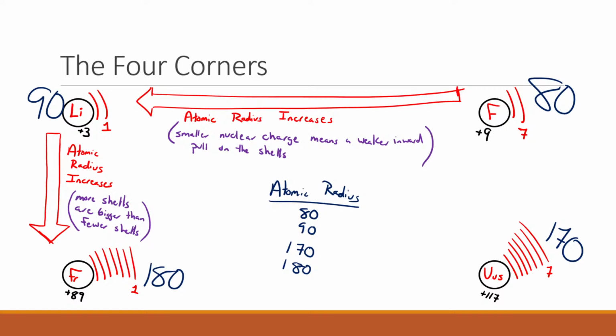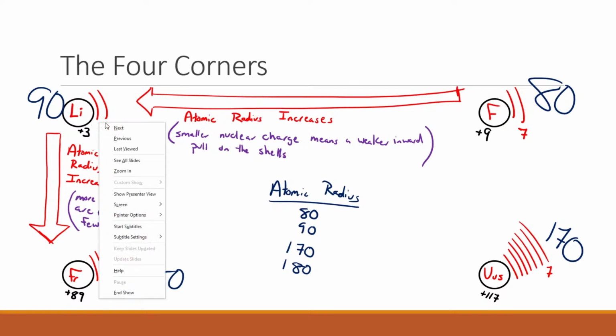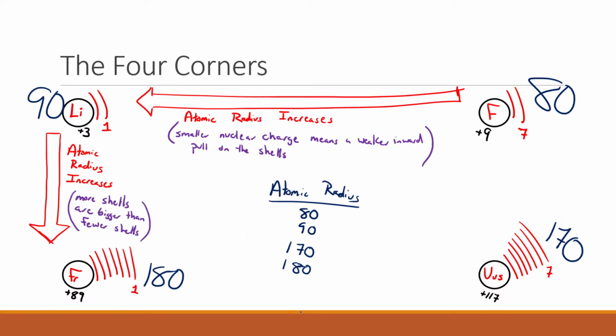Right here, the row is more important than which column it's in. Left to right is a weaker trend. This is only a difference of 10, but here we have a difference of 80, 90. Each shell adds more to the radius because each shell is bigger than the one that comes before it. So 3 shells is always bigger than 2 shells. 4 shells is always bigger than 3 shells.